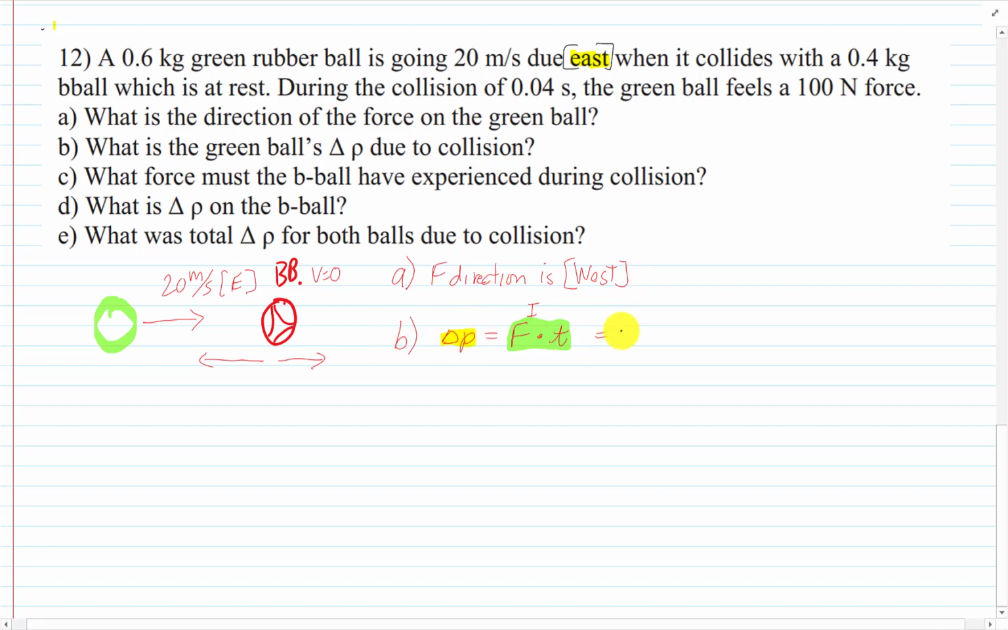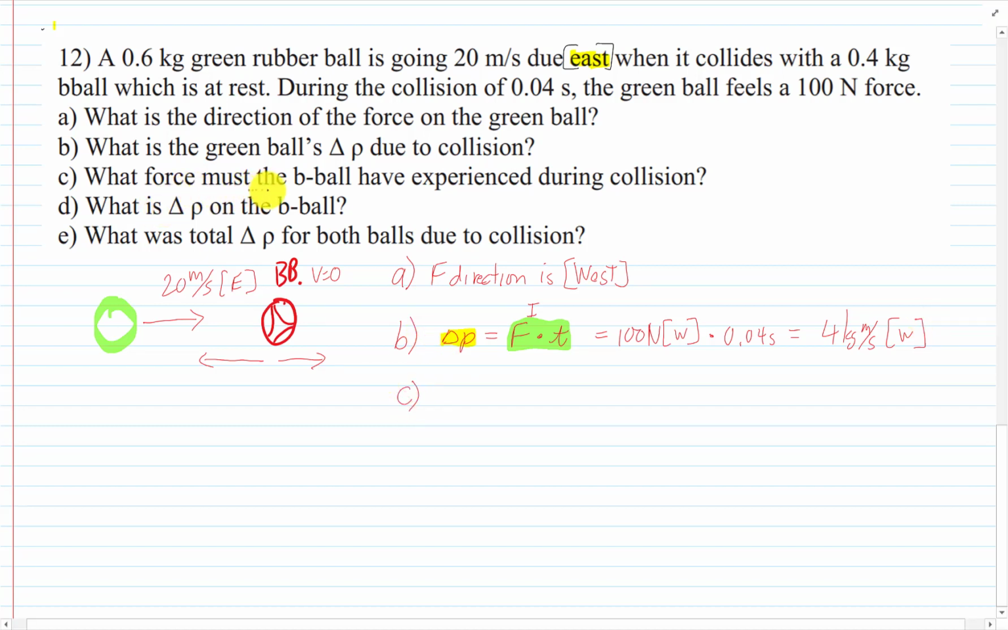So the force is 100 newtons, and that'll be to the west, times the time of 0.04 seconds, and that's going to equal 4 kilogram meters per second west. Also 4 newton seconds west.